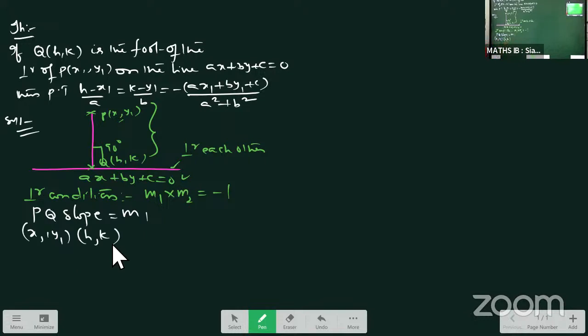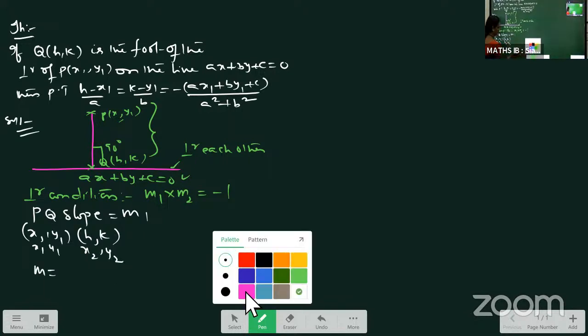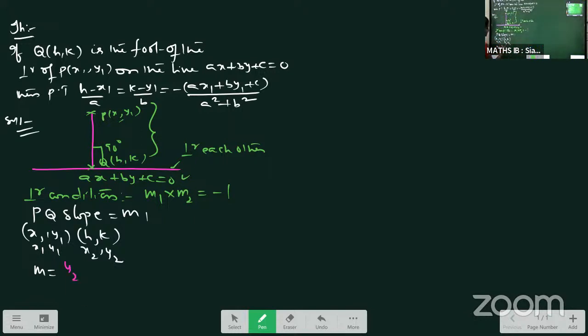Is it right? Then this is x1, y1. Name this one as x2, y2. What is the slope formula? The slope formula is (y2 - y1)/(x2 - x1). As per this, (y2 - y1) is k - y1, divided by h - x1. Okay, so this is your M1.